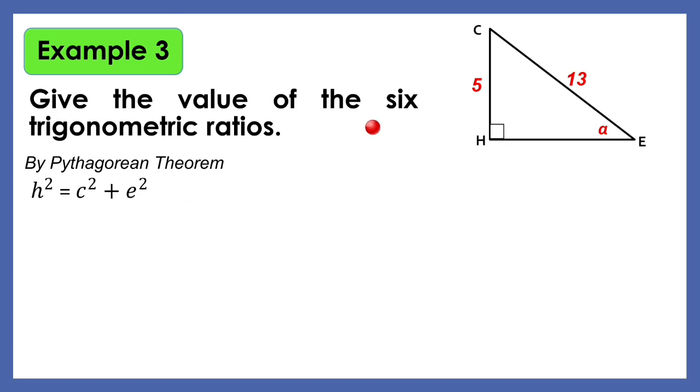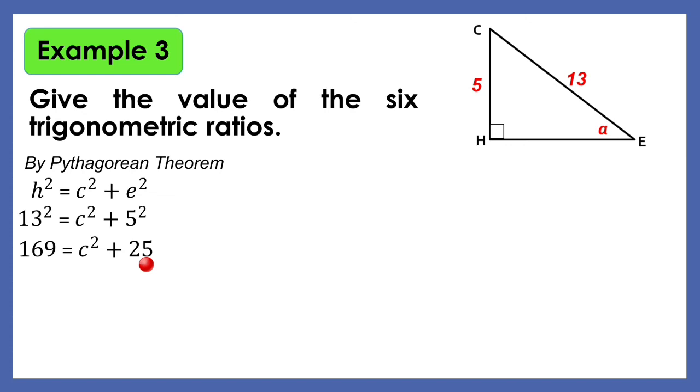Substitute natin yung mga given dito sa ating formula or equation. Ang h natin is 13, so we have 13 squared. Ito yung hypotenuse. And then, yung missing, that is c, so we have c squared, plus, ang e natin is 5, so we have 5 squared. And then, we have 13 squared, that is 169, equals c squared plus 5 squared is 5 times 5, that is 25. And then, let's solve for c.